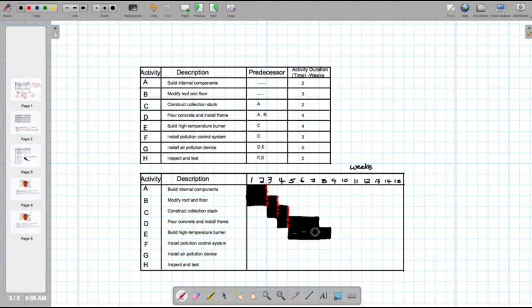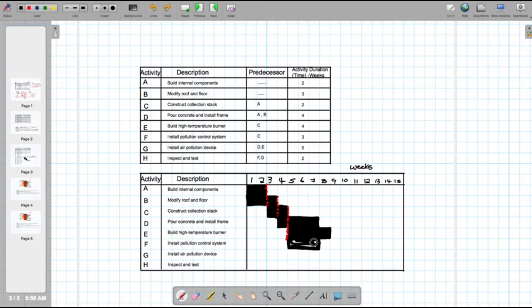Yeah, and again, you look at that, then you come to F, activity F, which is to install pollution control system. Again, it's dependent on C. So just as it was with E, this activity has to begin right there. But this one only has 3 weeks. Activity duration is 3 weeks. So it's week 1, week 2, week 3. There we go. About like that.